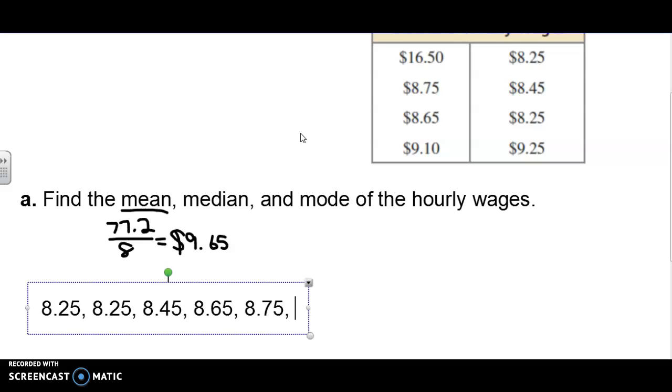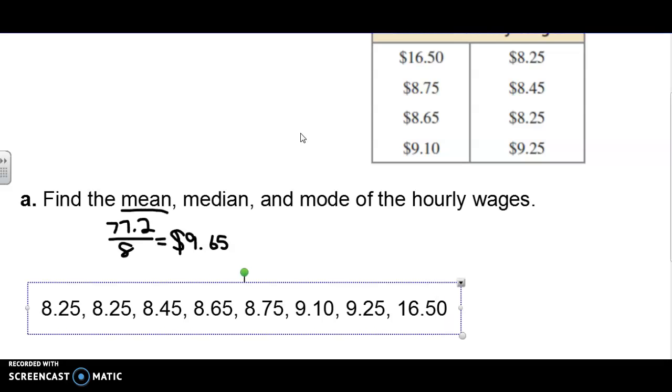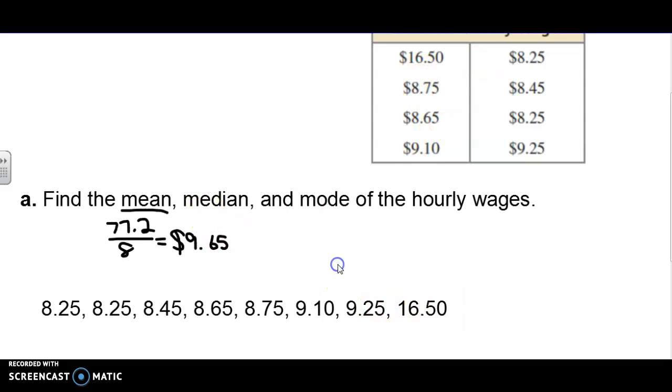Looks like we have 910, 925, and then 1650. Let's make sure I have them all. 1, 2, 3, 4, 5, 6, 7, 8. There's 8 up here. Alright, so I've lined them up from least to greatest.